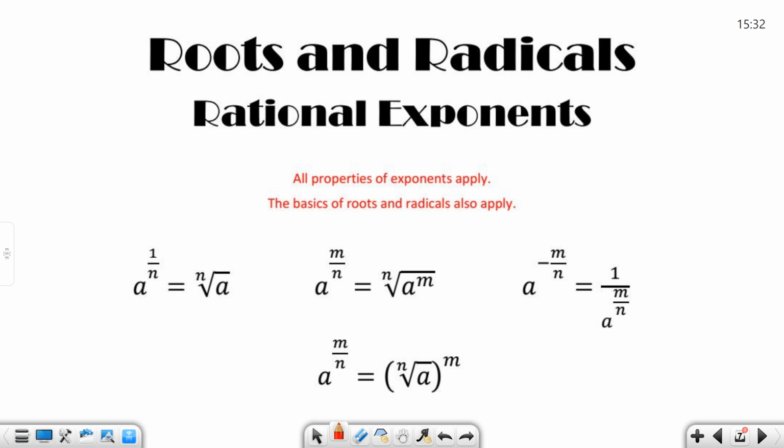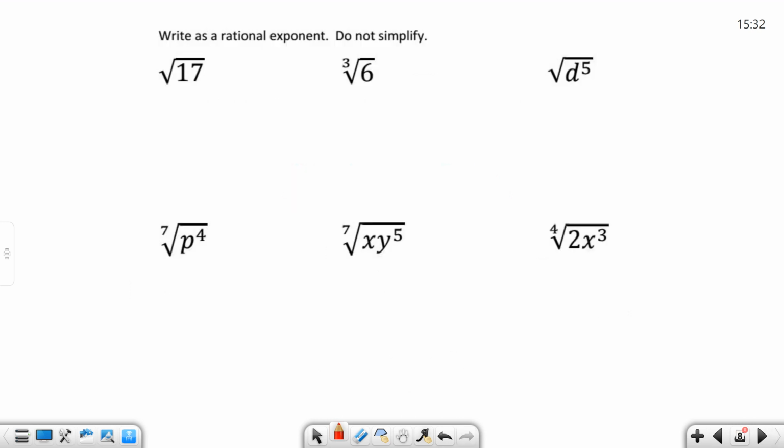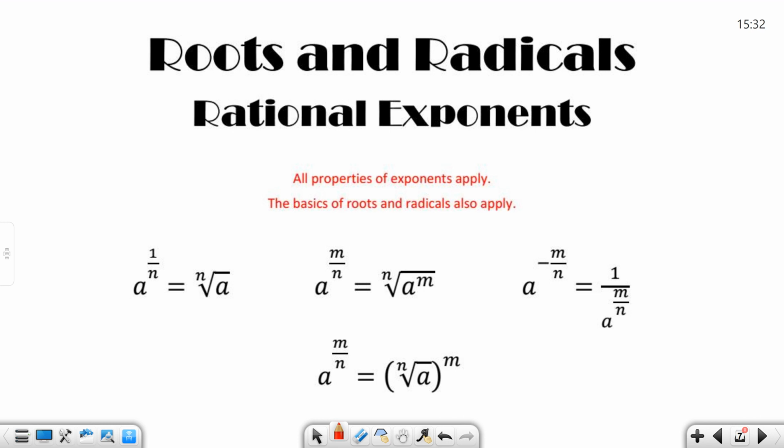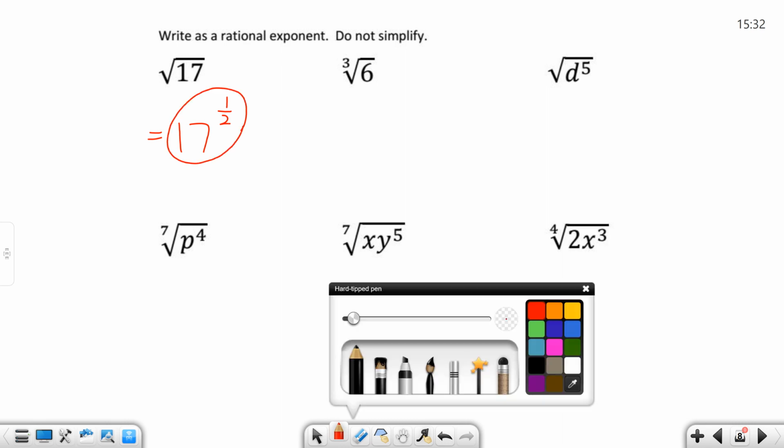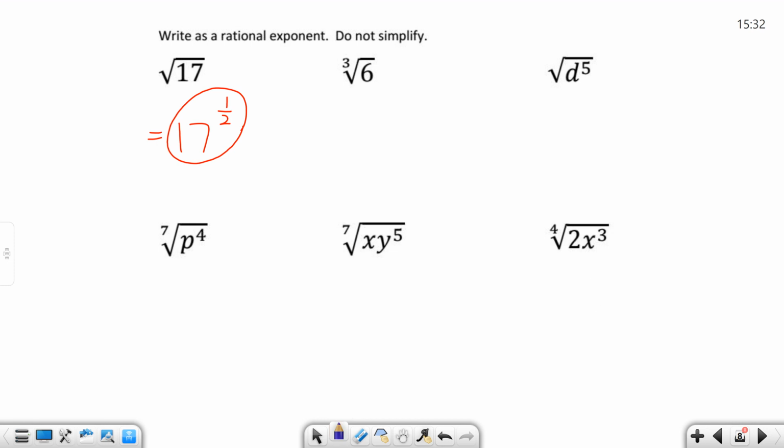All right? So let's look at some of these. First of all, let's simply write as a rational exponent, but don't simplify it. So I literally want you to take it and go from this form over here to this form right here. Okay? So remember, the root is the bottom, the denominator, and the power is the top or the numerator. So the square root of 17, it's understood to be the first power and the second root. Right? So this is going to be 17, and it's a fraction. The power over the root. The power is 1, the root's 2. So 17 to the 1/2. Don't simplify. You can't simplify that without a calculator, but don't do that.